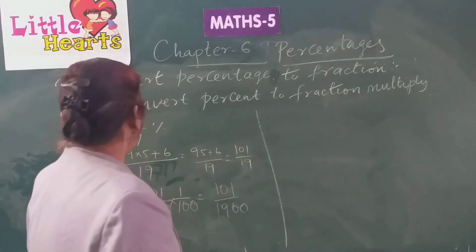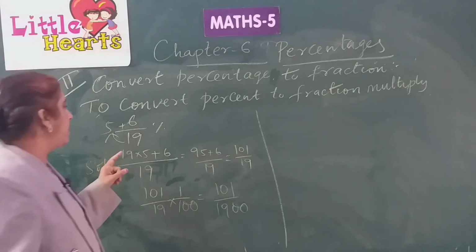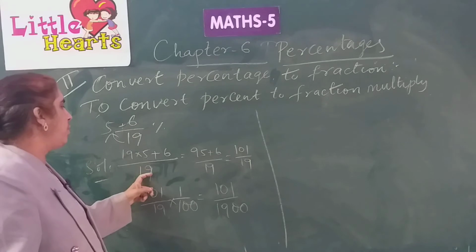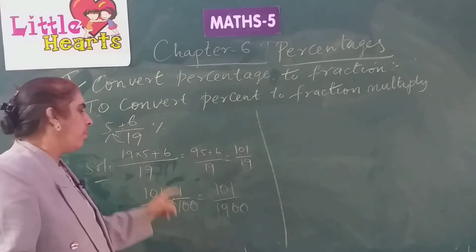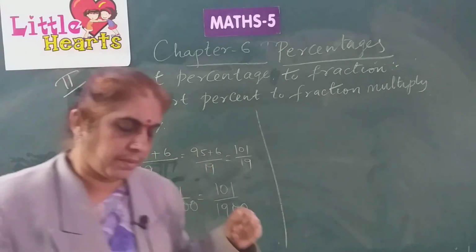In this way you can convert a percent to a fraction. The process is: first remove the percent symbol, write the fraction, multiply by 1 by 100, and reduce it to lowest terms.